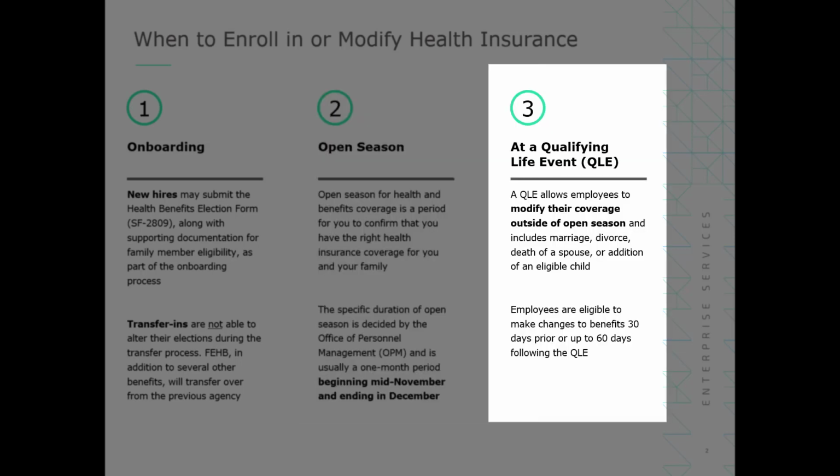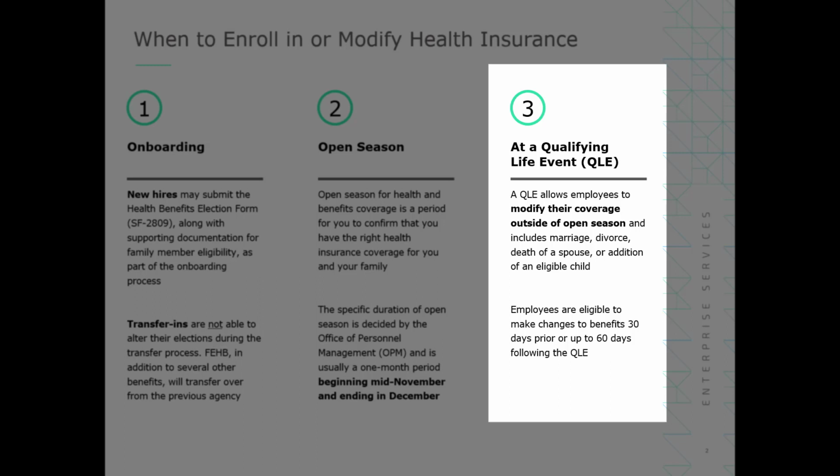Outside of open season, you may update your health insurance due to a qualifying life event, or QLE. A QLE is a life event under the FEHB program that allows you to modify your coverage outside of open season and includes marriage, divorce, death of a spouse, or addition of an eligible child.